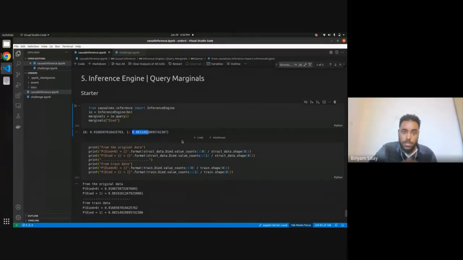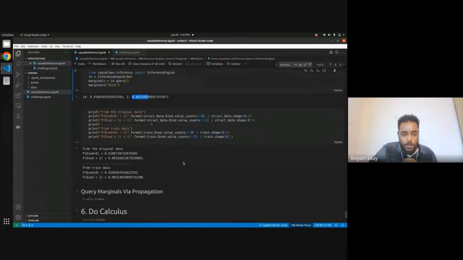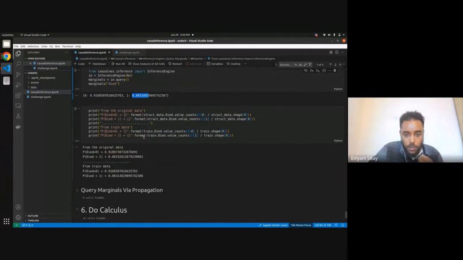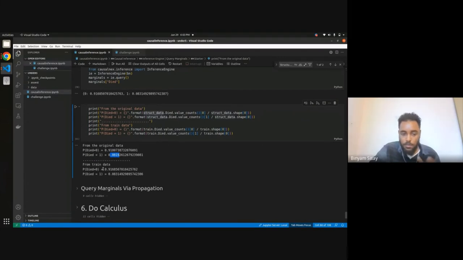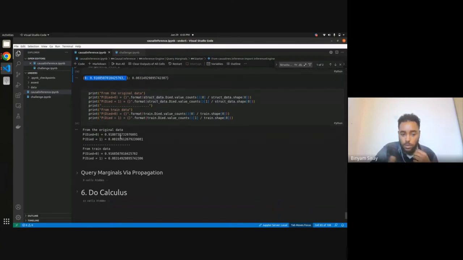This is, of course, the same as machine learning. Just as a validity check, we can take the count from the data earlier, divided by the shape, which is around 0.91 for the probability of children who didn't die, and the other one, died, is around 8%. From the training, since we have cut down a little bit of data, it's around 91% for the children who didn't die and 8% for the children who died. And this is almost similar. So the query or the marginals are going to be like the probabilities.